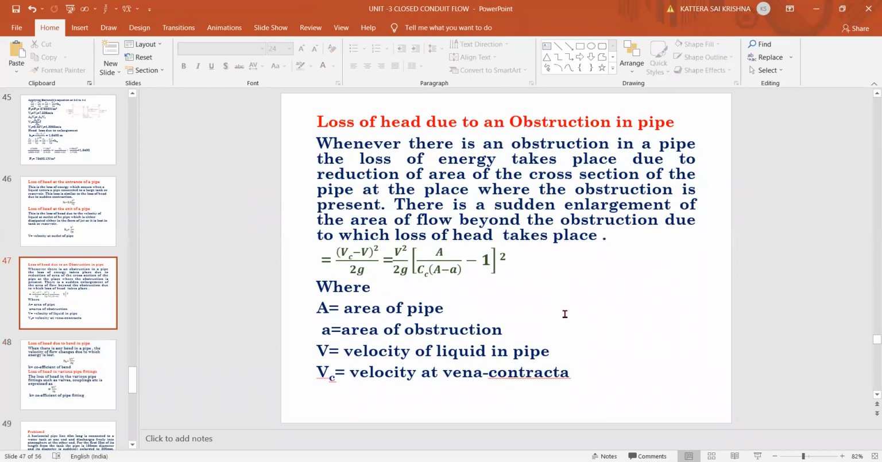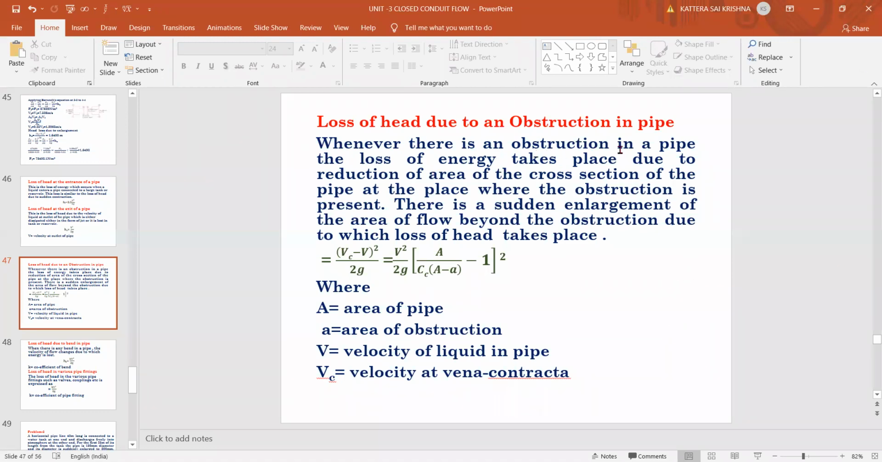Okay, next type is loss of head due to an obstruction in the pipe. Actually we don't keep anything inside the pipe, but suppose something is kept, what happens? The cross-sectional area of the pipe will be reduced, right? So because of that, the velocity will change, and the cross-sectional area of the pipe will be reduced. So again the concept of vena contracta will come, like where you see the orifice, the same thing will be seen here. The velocity at the vena contracta is very important, because where the obstruction is kept, the velocity will change. So that velocity is taken as the vena contracta velocity, right?